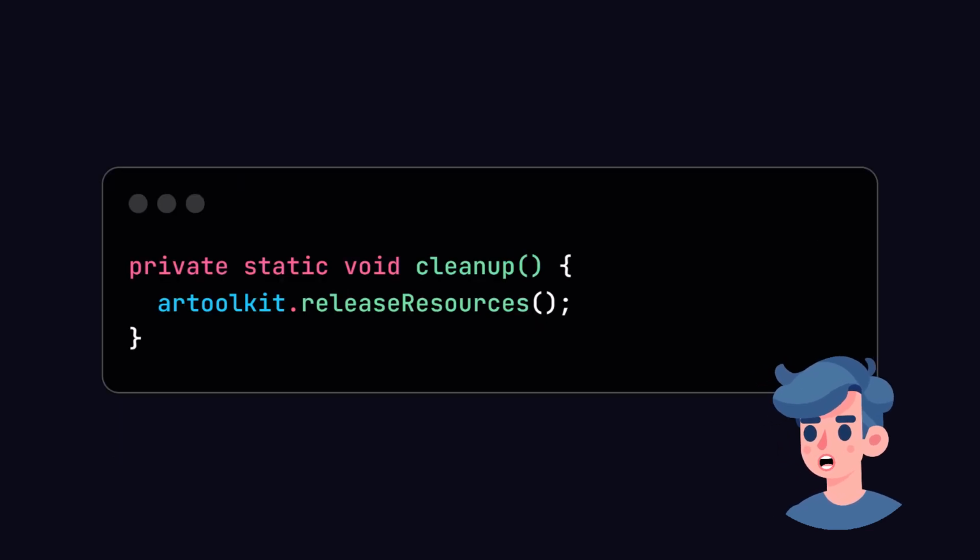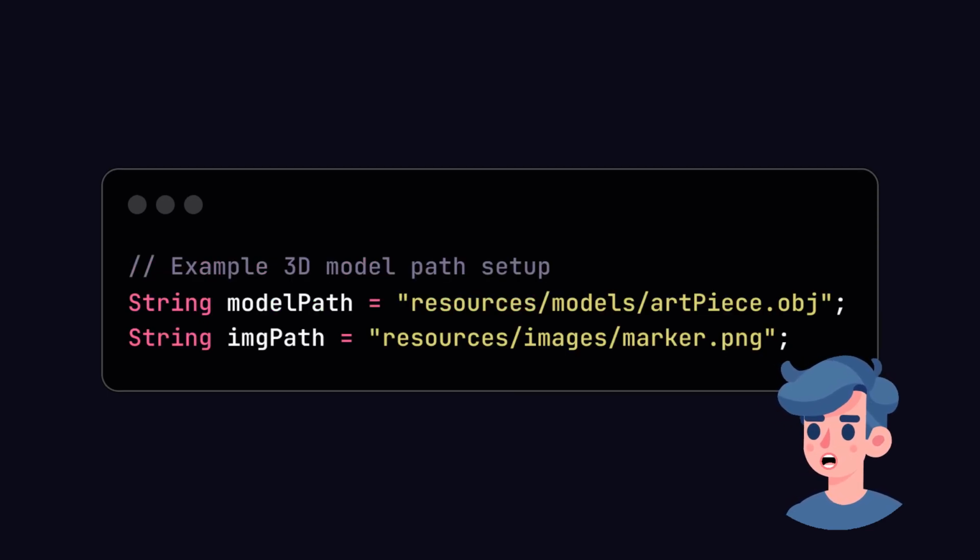Next, let's implement cleanup functionality for when the AR application is closed. It's essential to release resources properly to avoid memory leaks. Now that our basic setup is complete, let's talk about utilizing images and 3D models in our exhibit. You'll want to ensure all the paths for the images and models are correctly set up in your code.